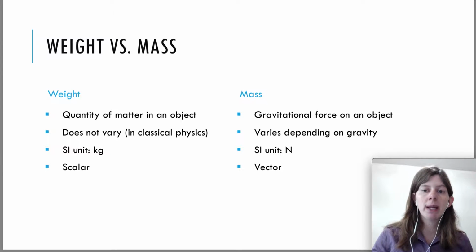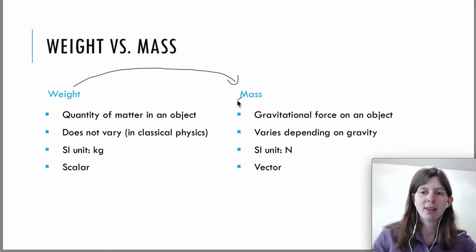So let's compare weight and mass. You may use these terms interchangeably, but they're very, very different. Weight, you know what? It looks like I have these switched here. Let's switch these here. All right, that was really bad.